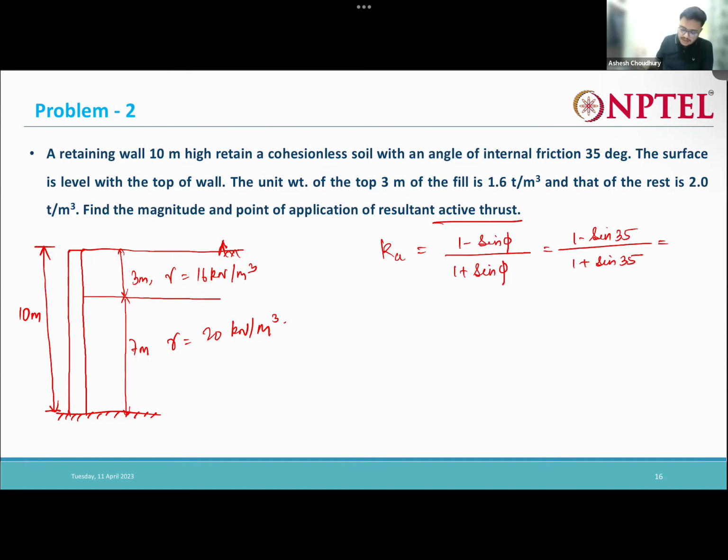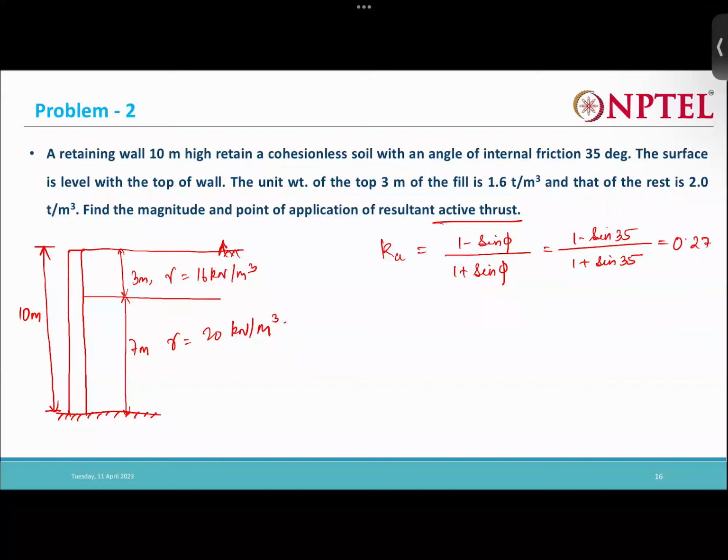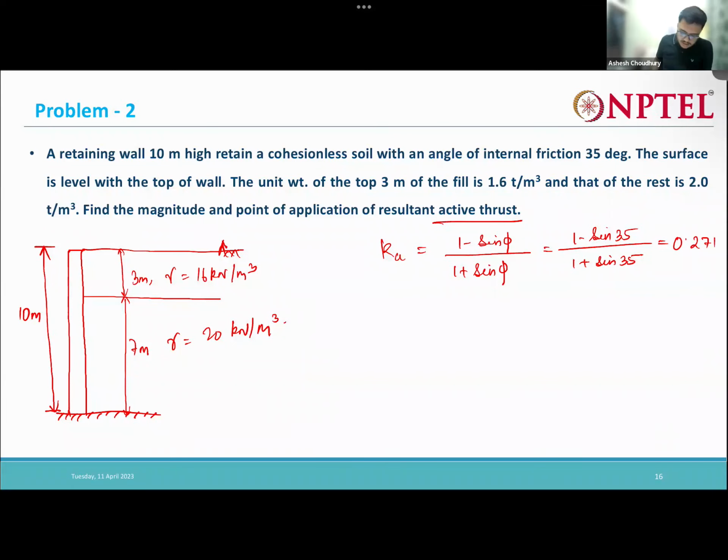Right. So please calculate this one. It will be obviously less than 0.27. Okay. So this is the table.